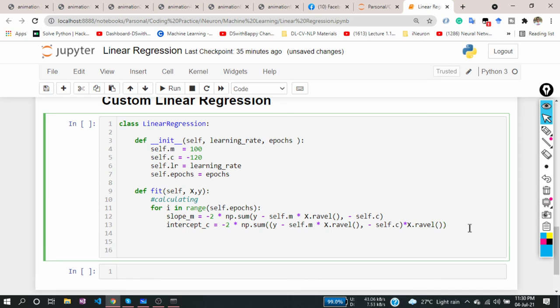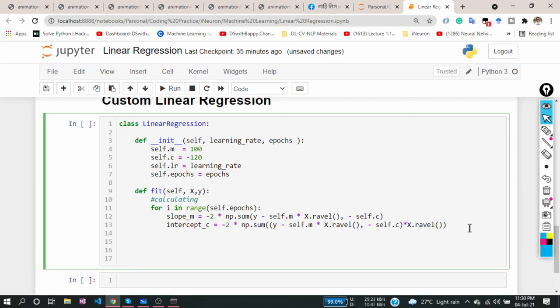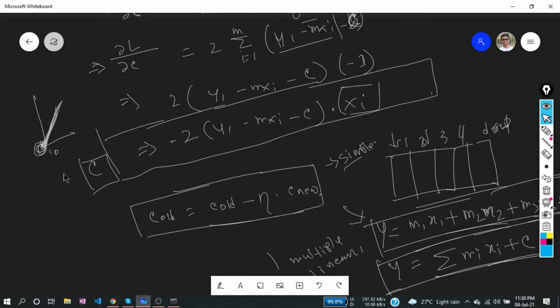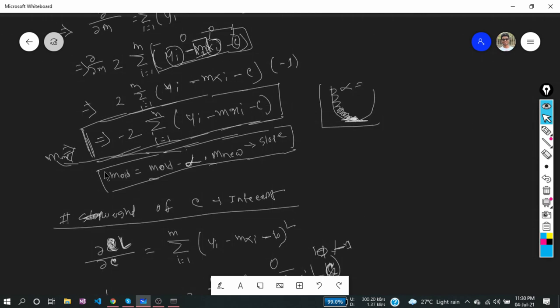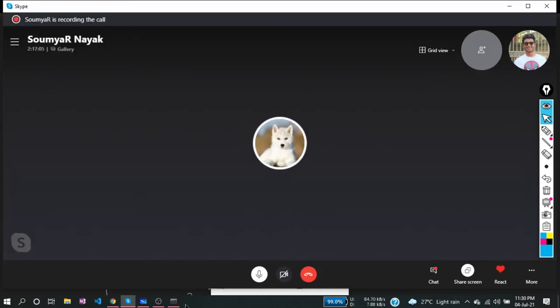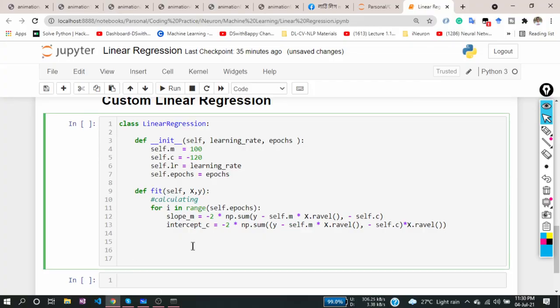So yeah, I think I have done the intercept part. Now I have to define the weight initialization, yes, I have to update my weight. So what is the formula for updating the weight? My slope m equals self dot m, because this is my old slope m. This is my old weight, and I am supposed to update the old weight, right? From the old weight I will subtract the new weight, right?